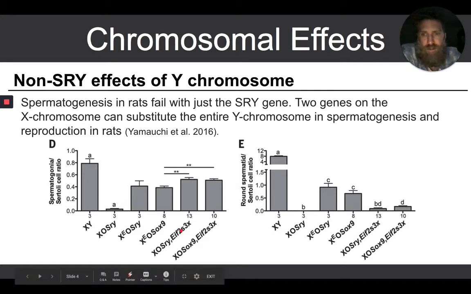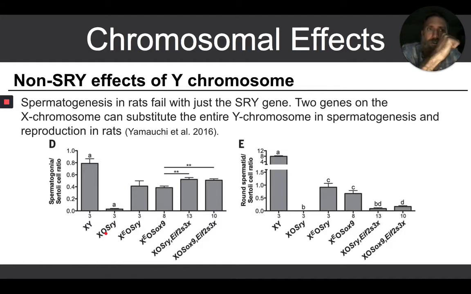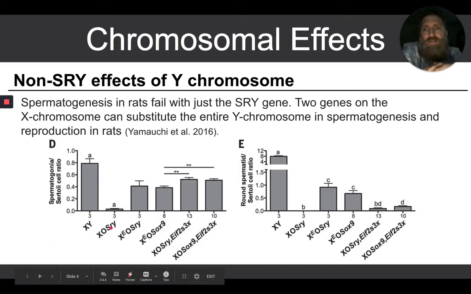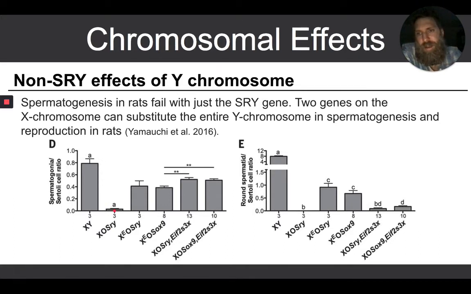And we can look at these graphs here. All right, try not to get bogged down by all the information. But if you look at the second column, XO, that just means that this individual has an X chromosome, and then it doesn't have the Y. But they've added the SRY gene. And this is the amount of spermatogonia that they produce. So this is one of the first developmental stages of producing sperm. They produce very little. And spermatids, which is the last step before you get to a fully developed sperm, they don't produce any. They don't develop that far ahead.